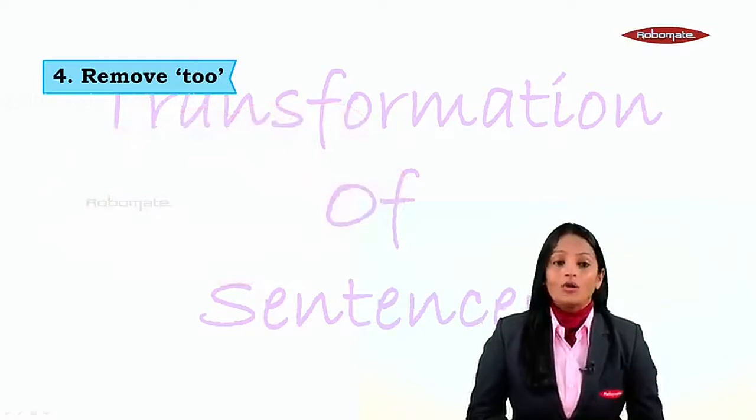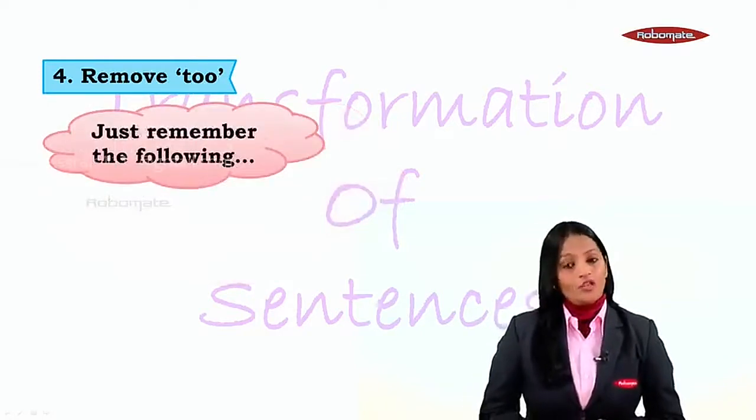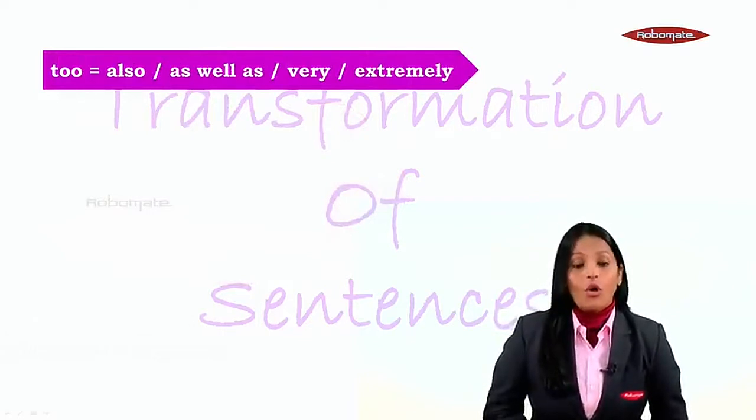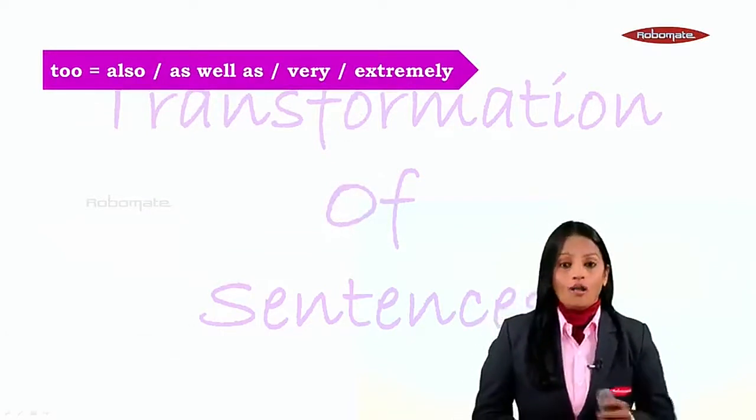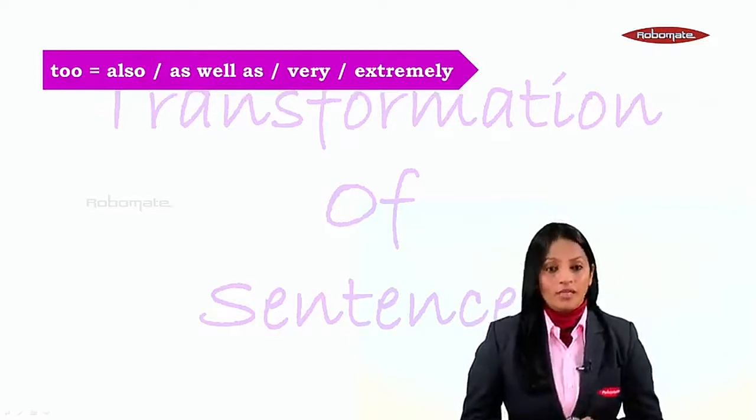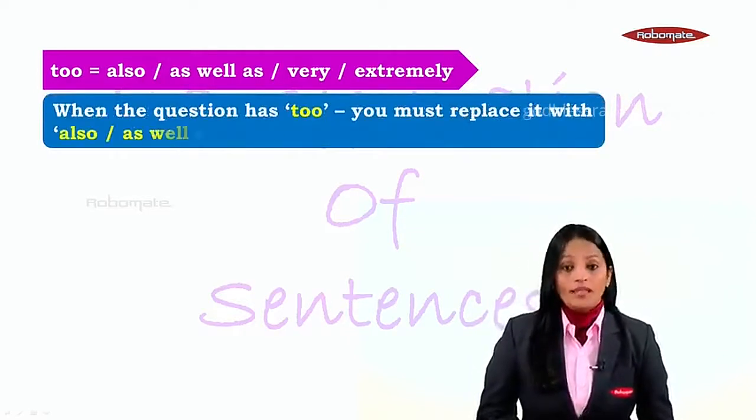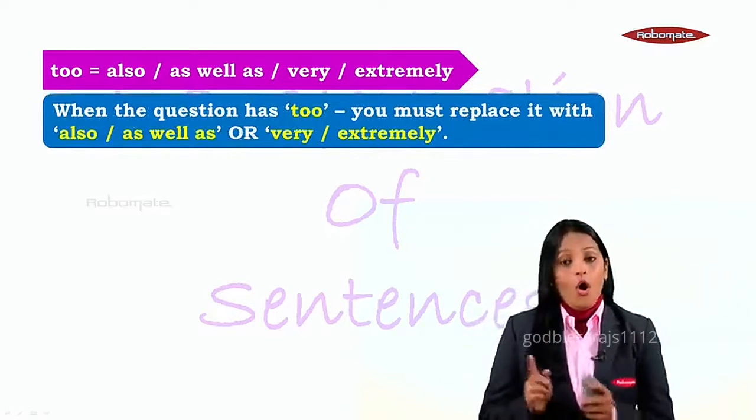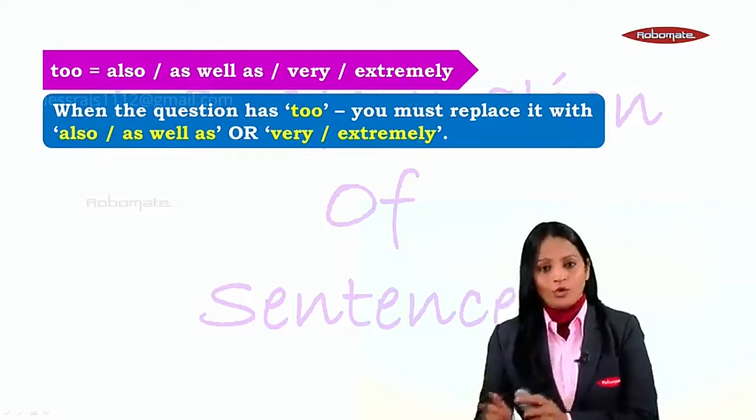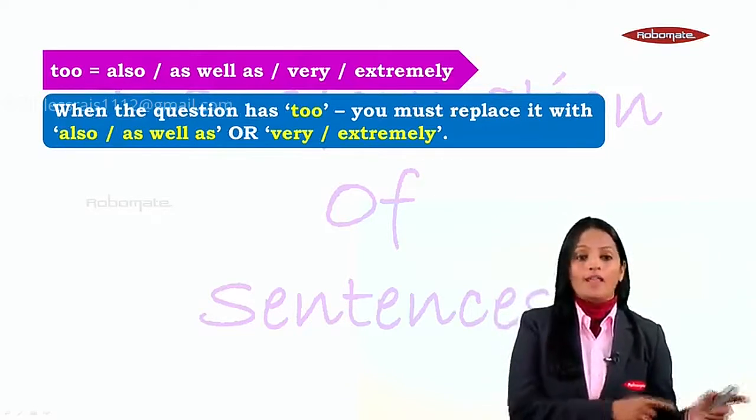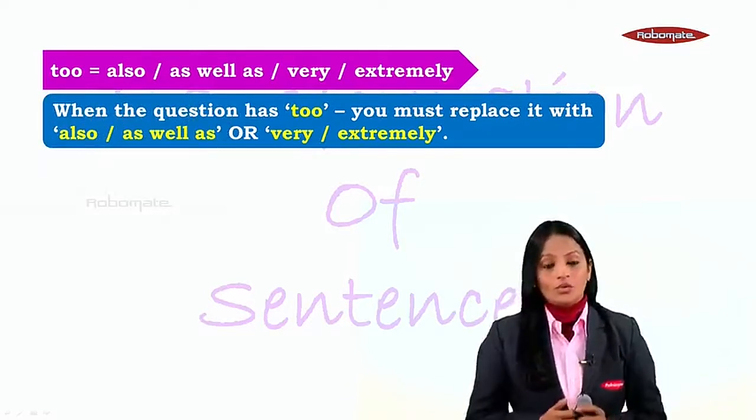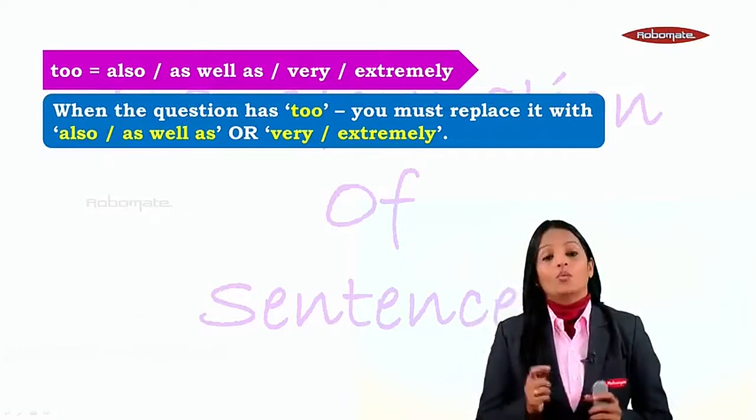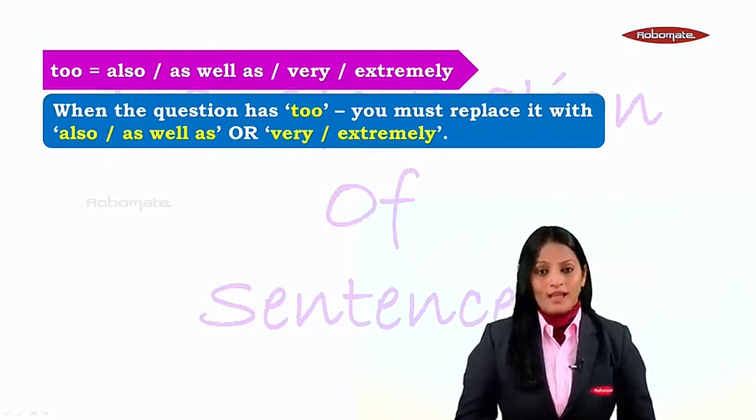Okay, so how do we go about doing this? Just remember the following. "Too" is equal to also, or as well as, or very, or extremely. Meaning, when the question has "too", you can replace it with either also or as well as, one of those two, or very or extremely, one of these two. Now, which one or which category do we use? We'll take a look at that in these examples.